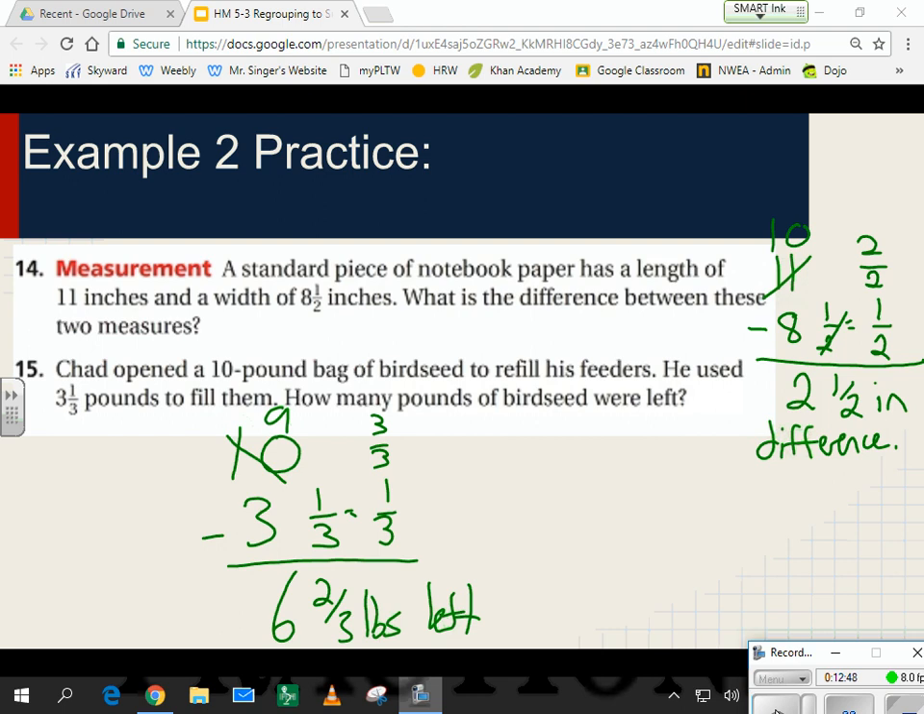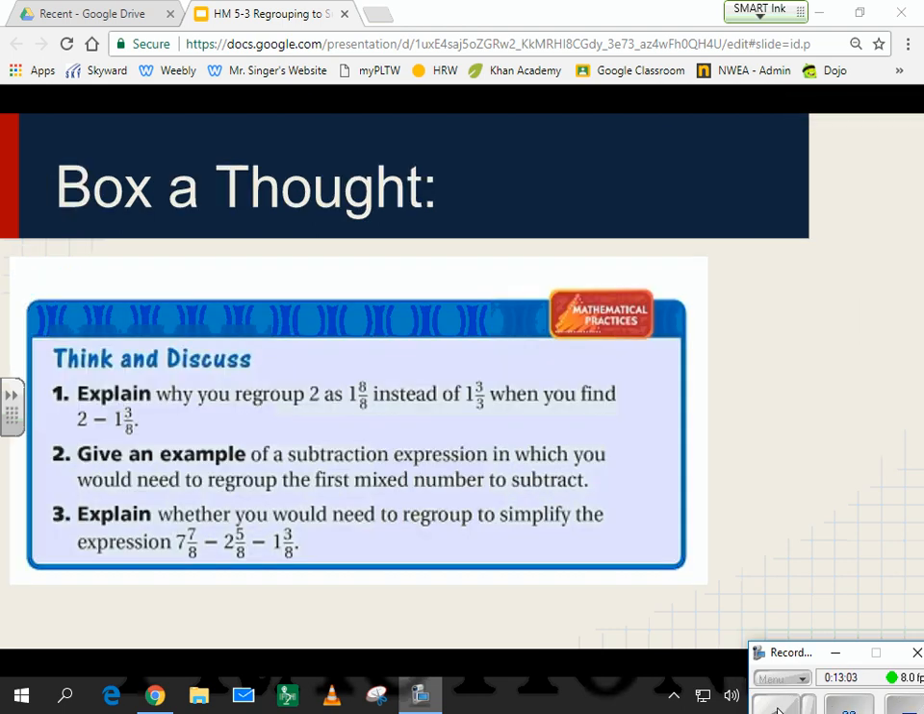And for Chad's bag of birdseed, he has 6 2/3 left. I did 10 minus 3 1/3. So I borrowed from 10, made it a 9, and we already had a denominator of 3, so I made that one whole be 3/3. And that's how I got that answer. Hopefully you got the same answers as well.